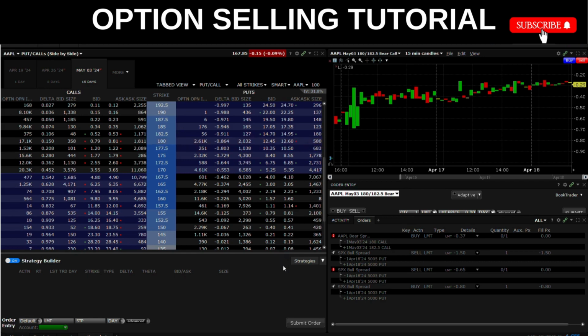This is where the implied volatility comes in. This is not the real volatility. When the implied volatility is very high, that means the premium that we get when we sell the options will be very high compared to a normal scenario.